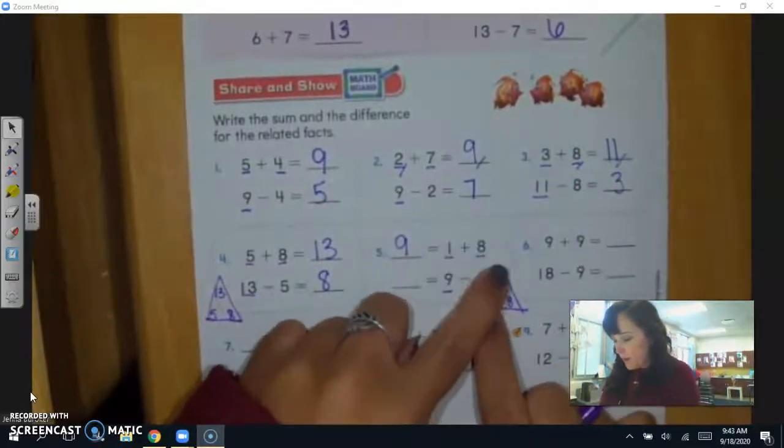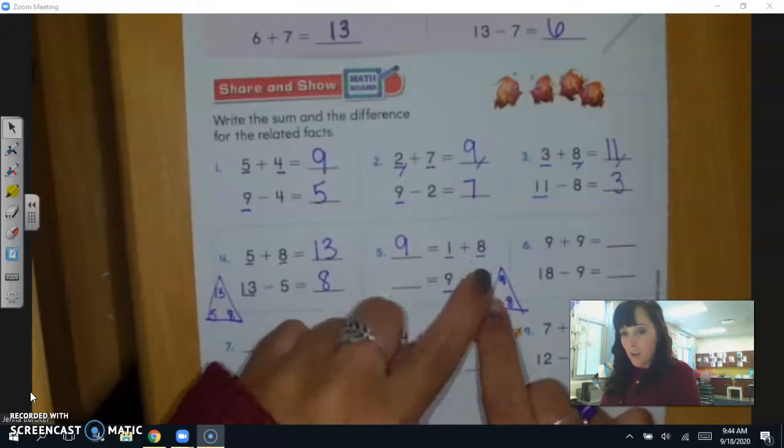9 minus 1, okay, I'm using 9, I'm using 1. What's left in my triangle? 8.